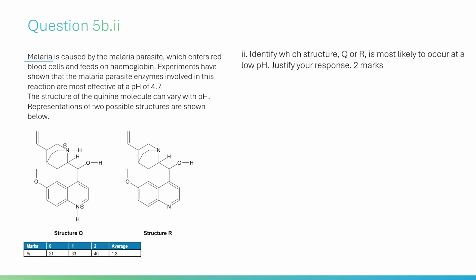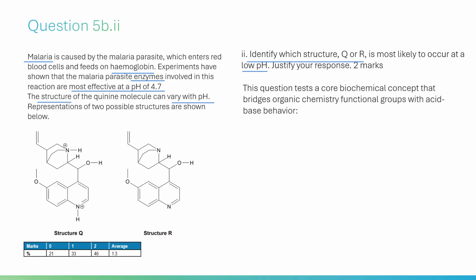Malaria is caused by the malaria parasite, which enters red blood cells and feeds on hemoglobin. Experiments have shown that the malaria parasite enzymes involved in this reaction are most effective at a pH of 4.7. The structure of the quinine molecule can vary with pH. Representations of two possible structures are shown below. Identify which structure, Q or R, is most likely to occur at a low pH. Justify your response. 2 marks.